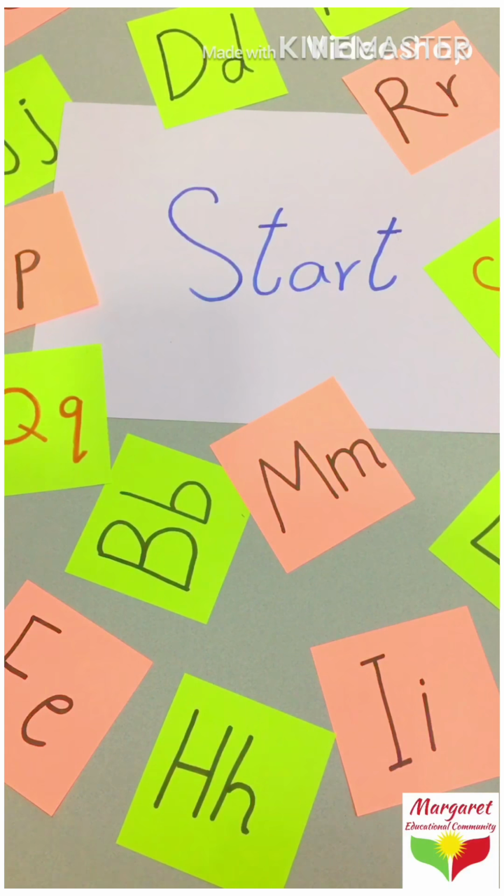Okay, what about this one? Capital R, small r. And what's the sound of letter R? Excellent. R. R. What about this one? Capital Q, small q. And the sound of letter Q is Q. What about this one? Capital S, small s. And the sound of letter S is S.